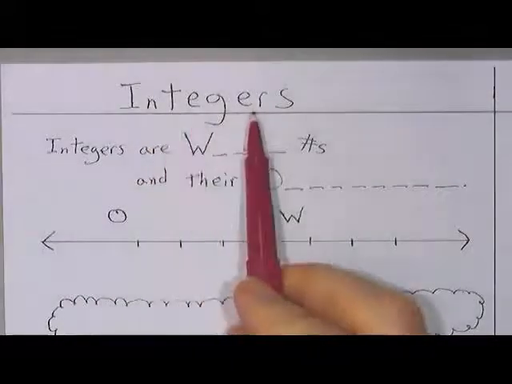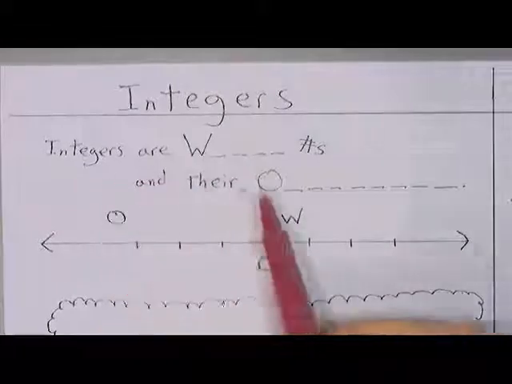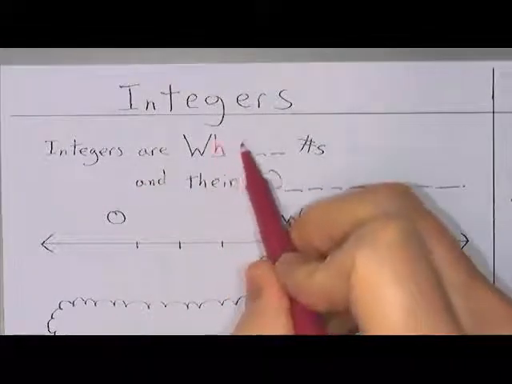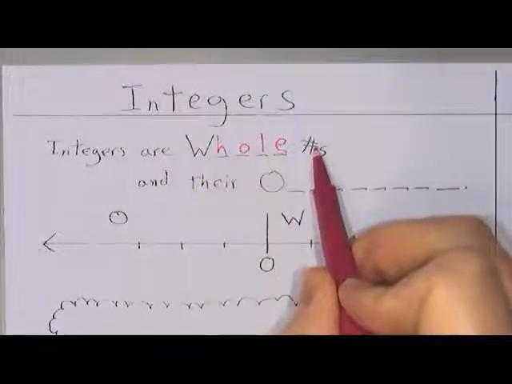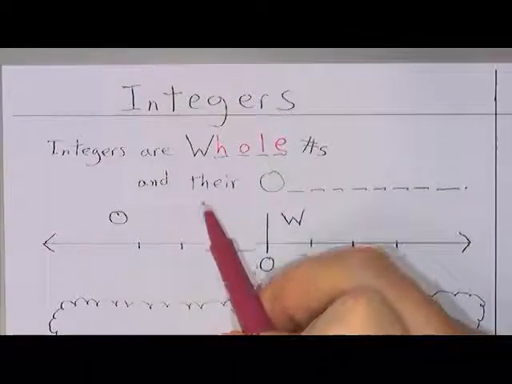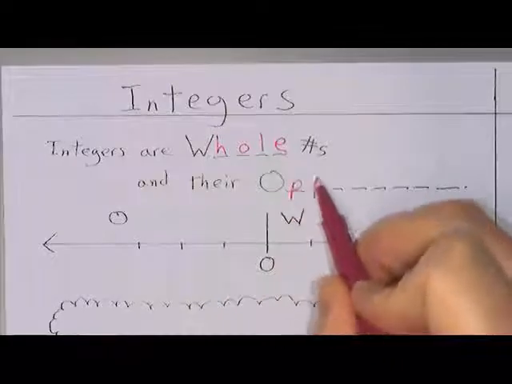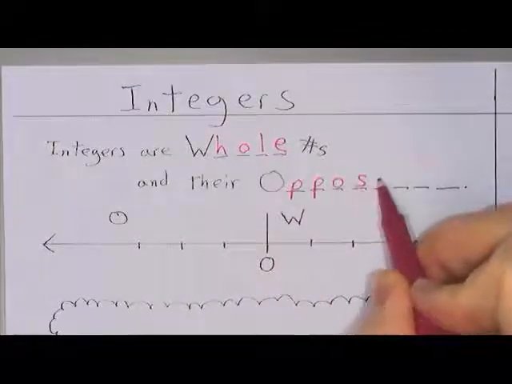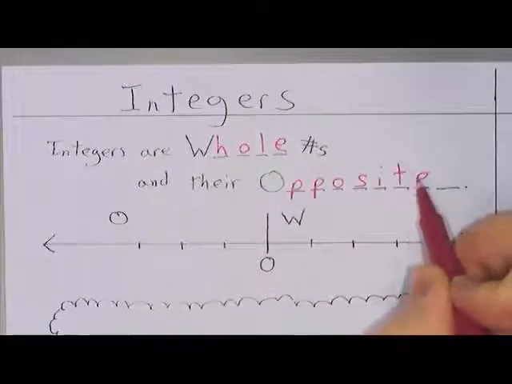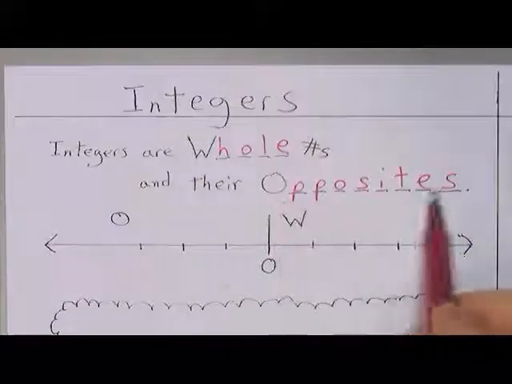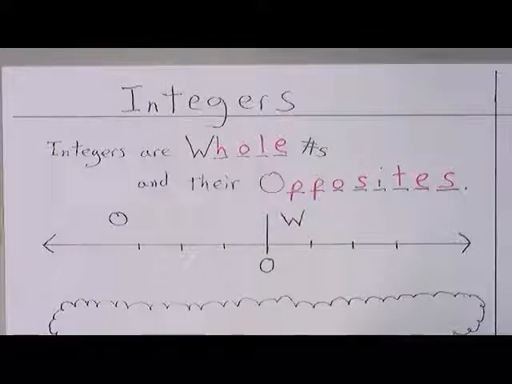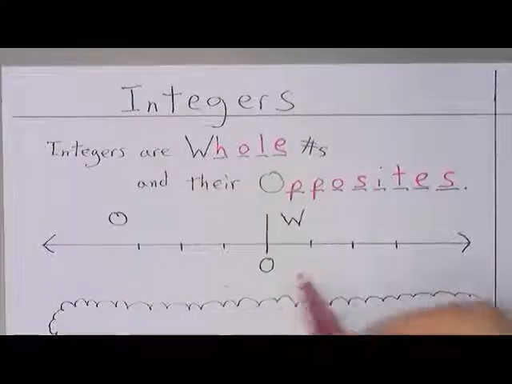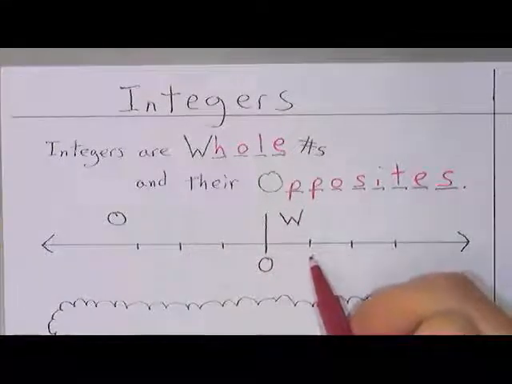Okay, talking about integers. Integers are whole numbers and their opposites. Whole numbers and their opposites. So let's go ahead and on the number line, let's put some numbers in there.